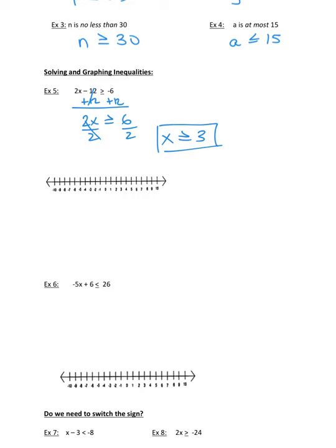And these get graphed. So you go to 3 on the number line, and what we do is we put a colored in circle to show that 3 is included as a solution, and then we shade to the right. So this is showing that x can be any number that you see in the shaded area from 3 on to the right.